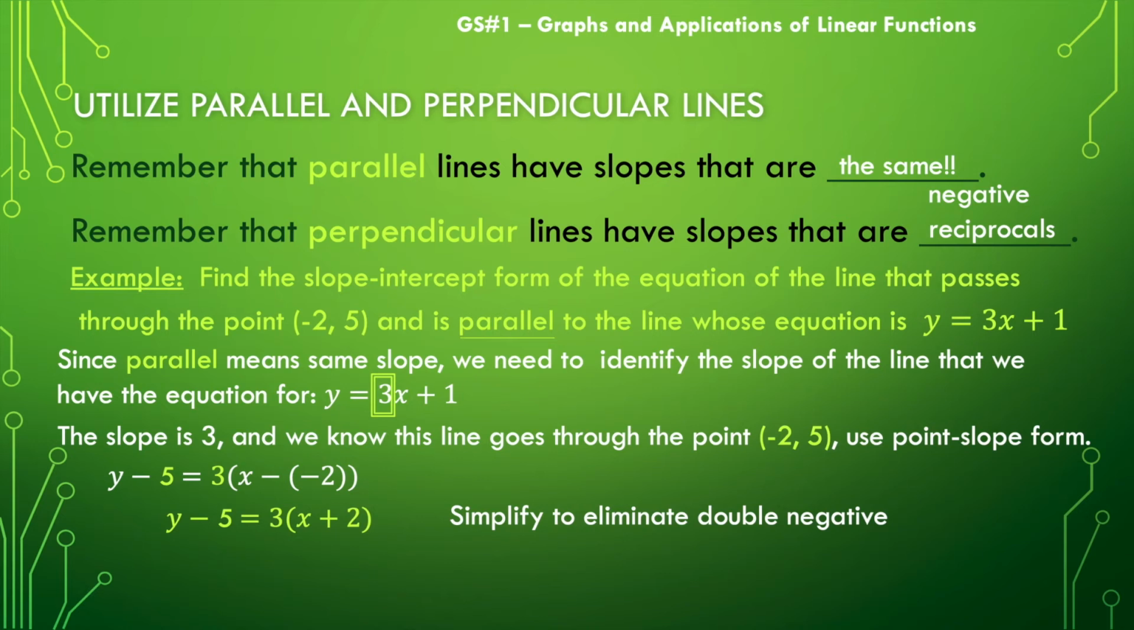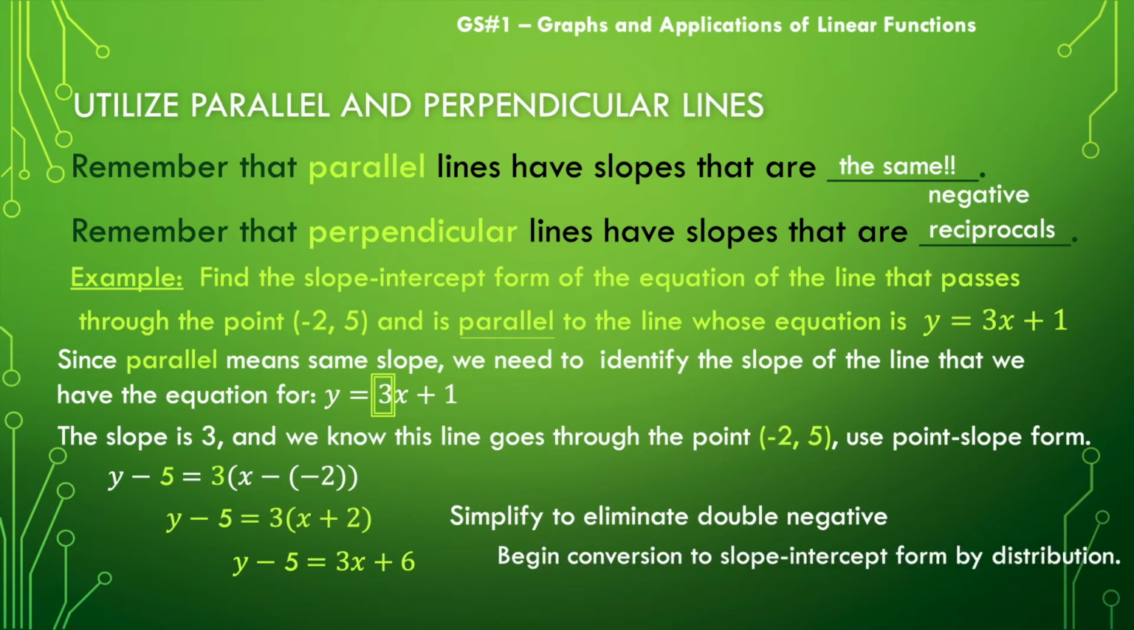Next, we want to convert this to slope-intercept form, which means I'll distribute the 3 and then I'll add the 5. So let's first distribute the 3. So y minus 5 is equal to 3x plus 6. And then we'll add 5 to both sides to finish this conversion. And we'll end up with y is equal to 3x plus 11, which will be our slope-intercept form of this equation.